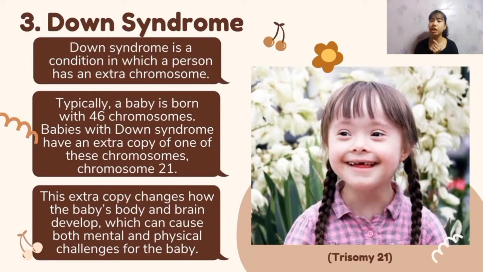It is a condition in which a person has an extra chromosome. Typically, a baby is born with 46 chromosomes. Babies with Down syndrome have an extra copy of chromosome 21. This extra copy changes how the baby's body and brain develop, which can cause both mental and physical challenges for the baby. Even though people with Down syndrome might act and look similar, each person has different abilities.